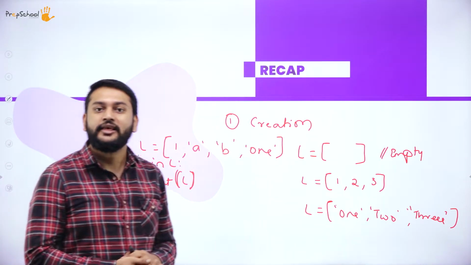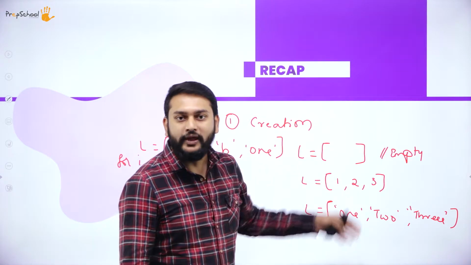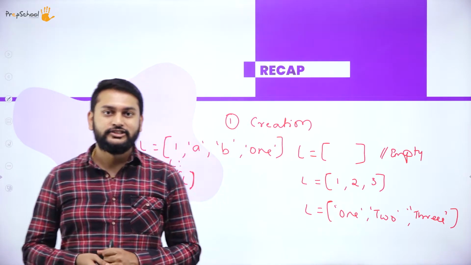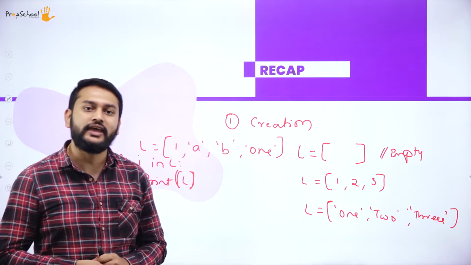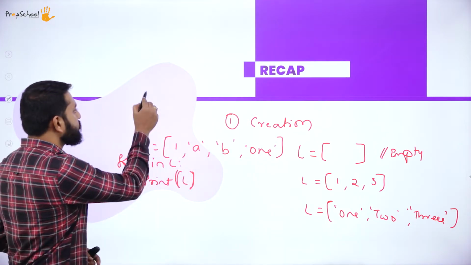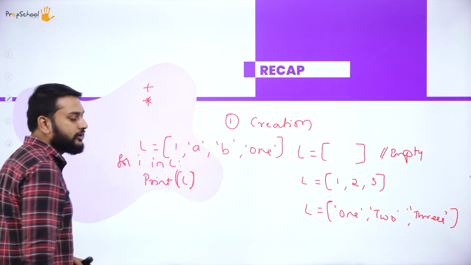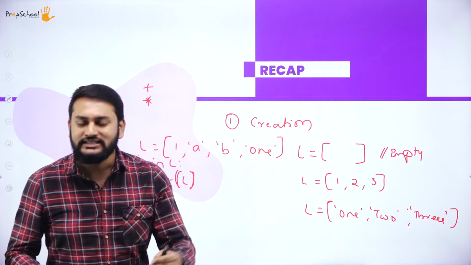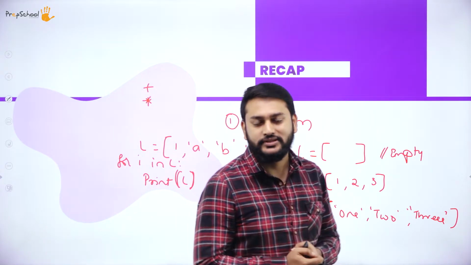And the list is mutable. You can change whatever content you have. You will be able to access each and every element with the help of an index. So this is a brief recap of what we discussed in the previous class. We also discussed plus, that is the concatenation operator, the replication operator, the membership operator, and also slicing in the previous session.